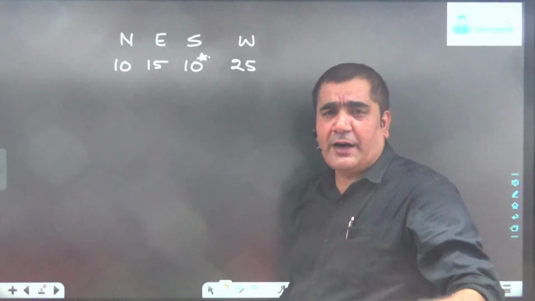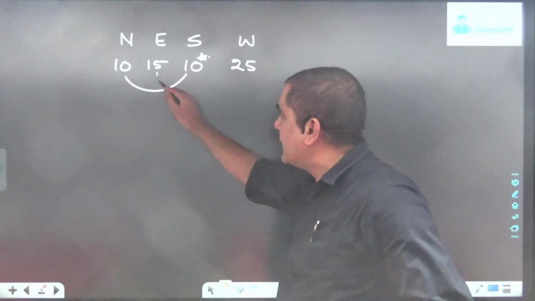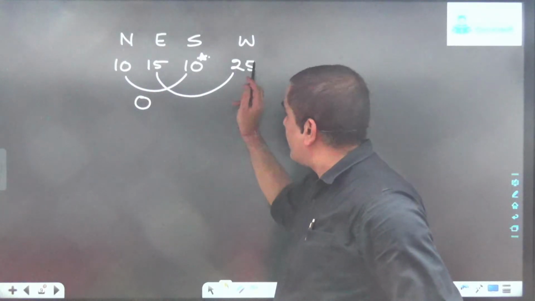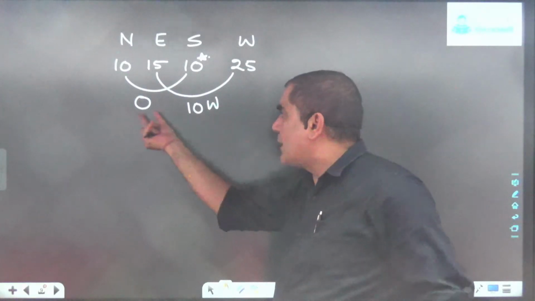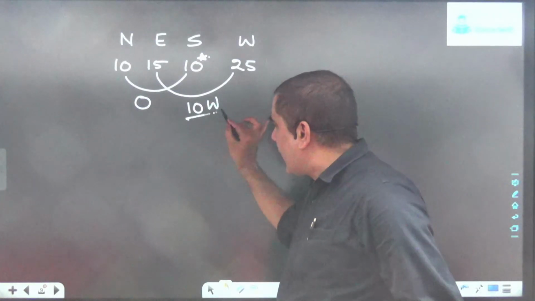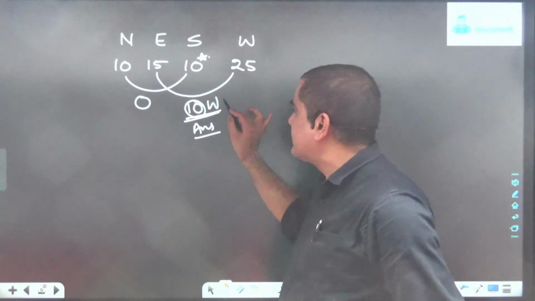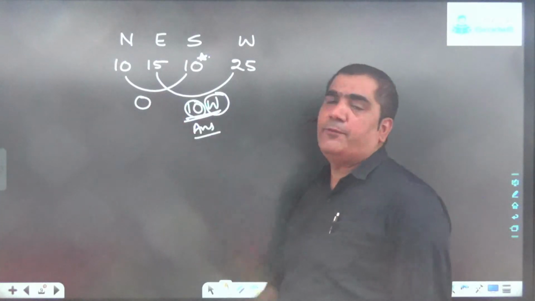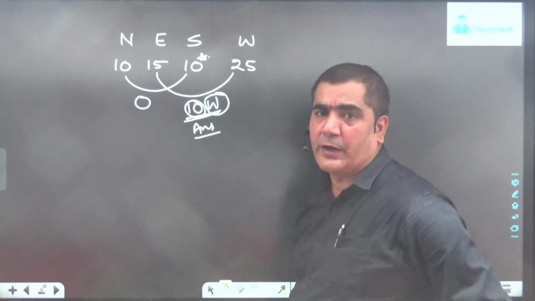Now, if the examiner asks how far he is now from the starting point, I will take these two. 10 minus 10 becomes 0. 25 minus 15 becomes 10. The bigger one is west. If any of these two comes out to be 0, the remaining one will be your answer. It means the distance will be 10 and from the starting point he must be in the west direction. Distance will be 10 and direction will be west.